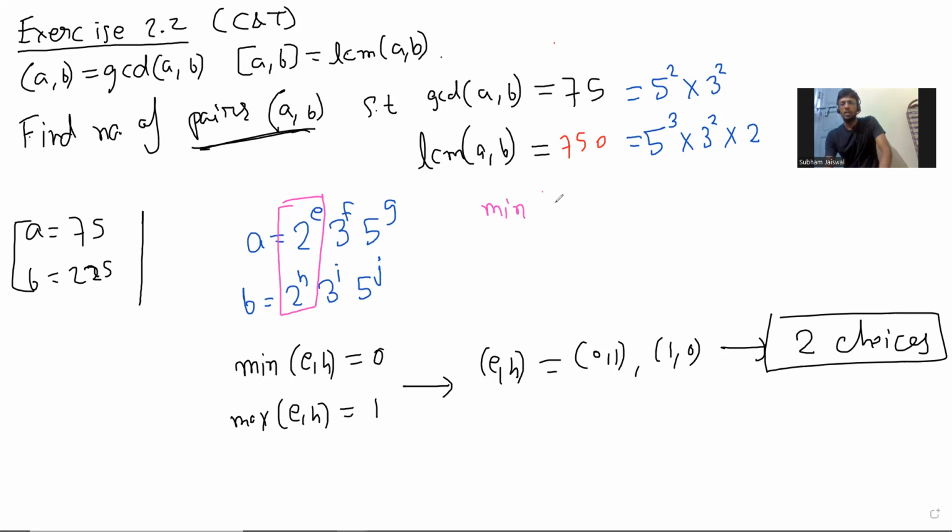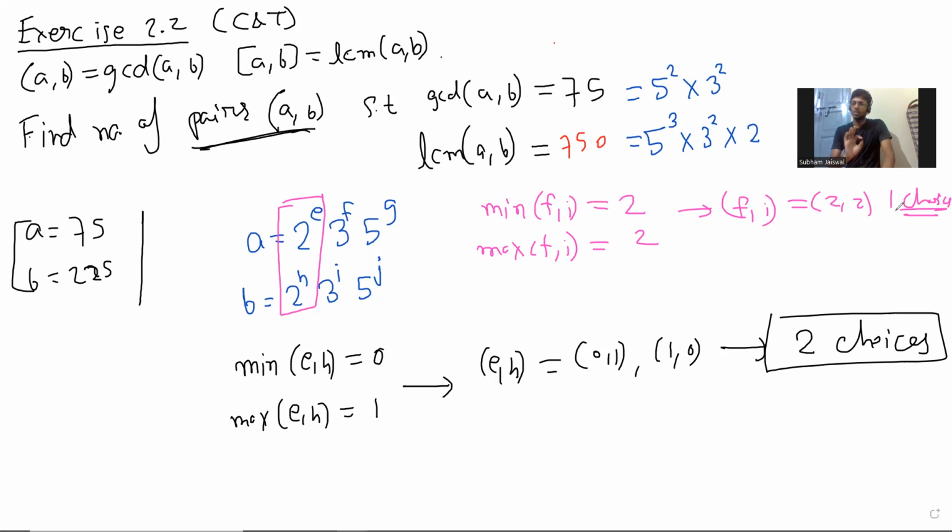The minimum of f comma I has to be, so someone say this, right? And the maximum is also 2. And what does this mean? Perfect. Yeah, so this means only one choice. It's a small number, so small gaps. So it's looking like that, but right.